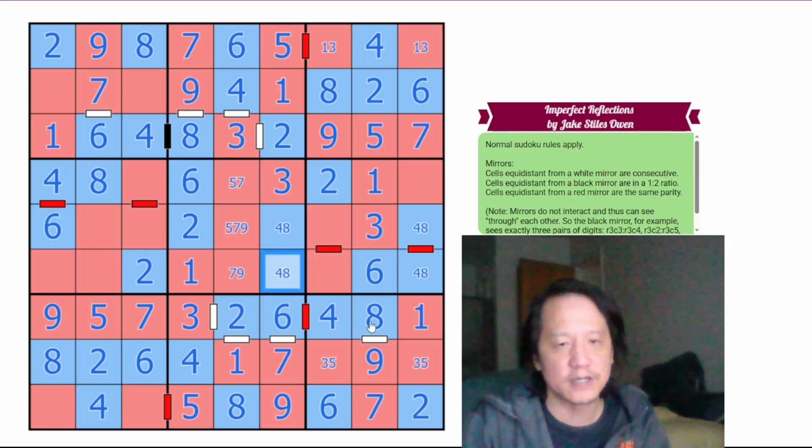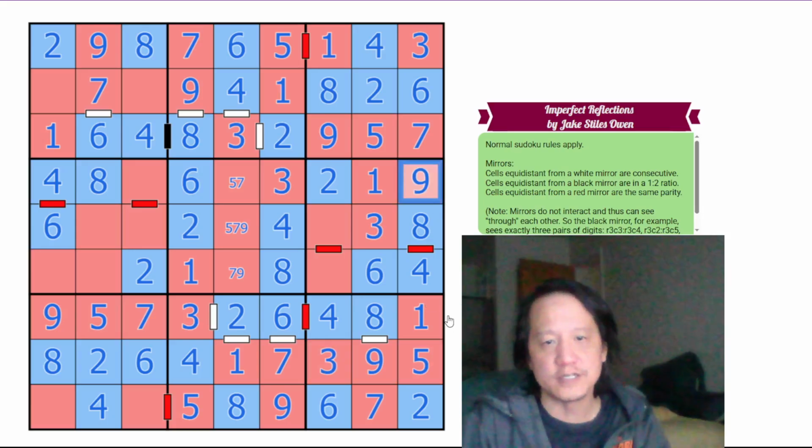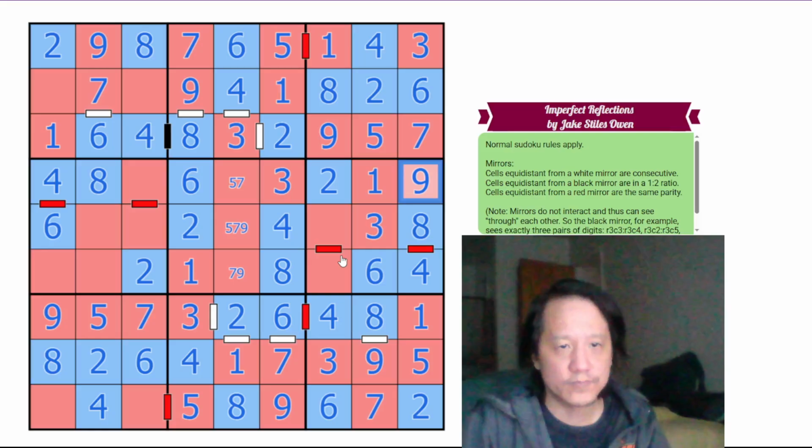9's only consecutive with 8, so this is 8, and that's 4. 8 eliminates 8 here, so it's 4 and 8. 1 eliminates 1 here, so it's 3 and 1. 3 eliminates 3 here. That's 3 in the corner. We celebrate because we're close to solving this. That's 5 and 3. That leaves this digit as a 9. And I think we've done all the consecutive ones now.